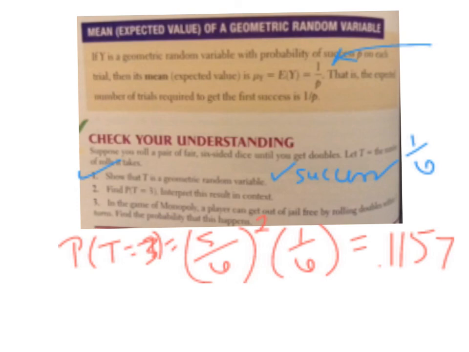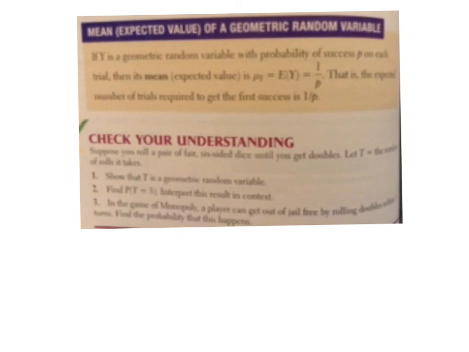Number 3 here tells me that in the game of Monopoly, a player can get an out-of-jail-free card by rolling doubles within 3 turns. Find the probability this happens. Sorry, now you can't see that over there on the side.